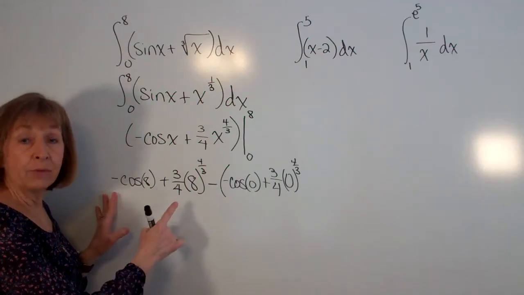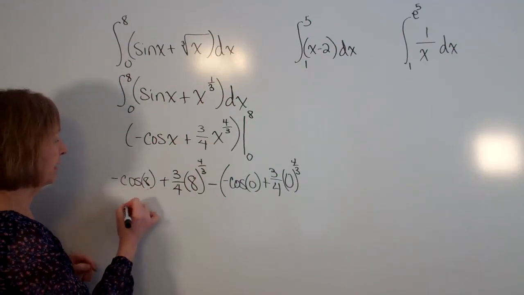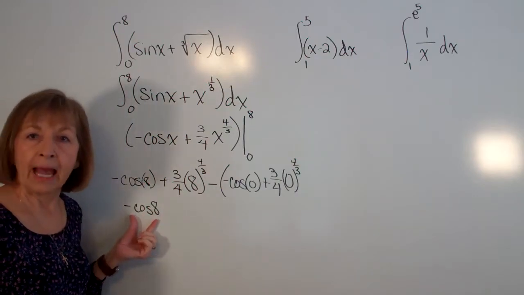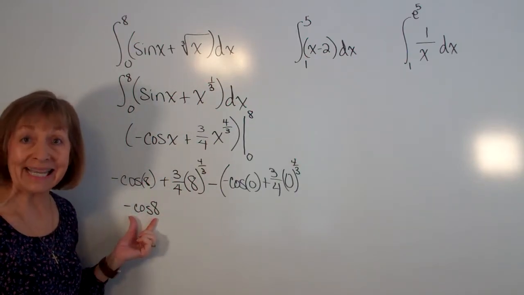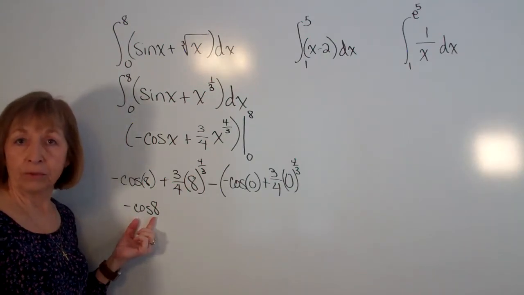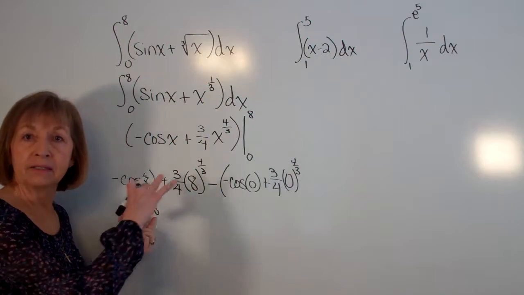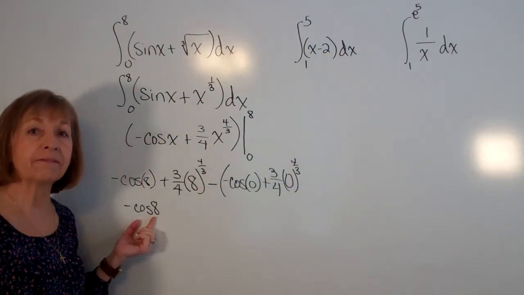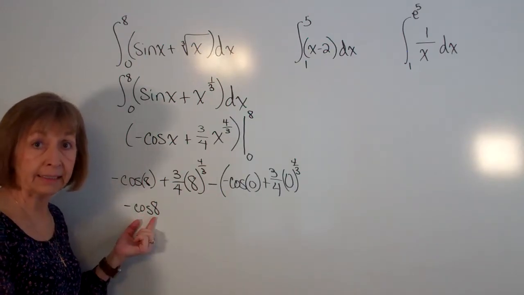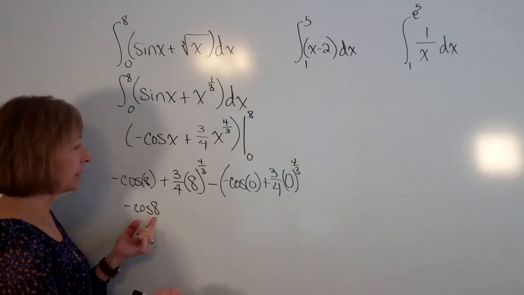Okay, now we'll evaluate this. Well, negative the cosine of 8 is just negative cosine of 8 radians. I don't have an exact value in a better form than this, so I'll leave it that way. If I were to approximate the overall definite integral at the end, I would want to make sure that my calculator is in radians to get that approximation.